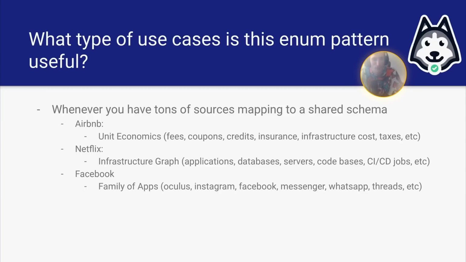And then Netflix also, with the infrastructure graph that I worked on. In that case, you have applications, databases, servers, code bases, CI/CD jobs. You just have this big list of things that you need to put together. And that's the idea behind this pipeline design: if you ever have what I call large scale data integration, when you need to bring tons and tons of data together into one table. I also saw this at Facebook for the family of apps, where you have Oculus, Instagram, Facebook, Messenger, WhatsApp, and probably Threads now.